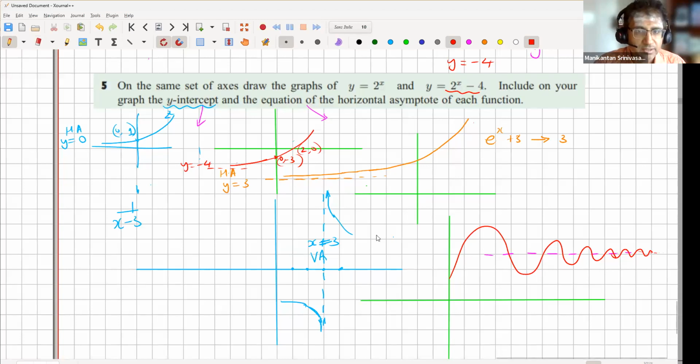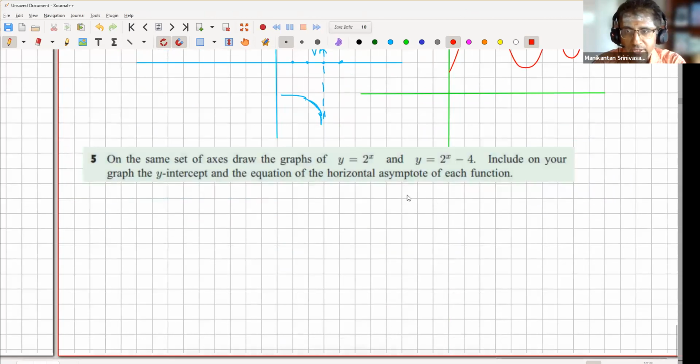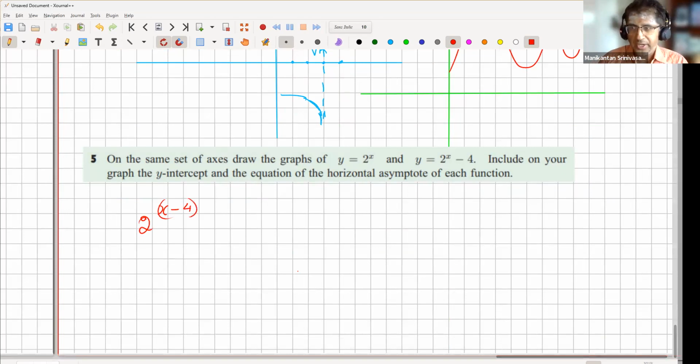Let me just, it's too much clutter here, right? I'll just paste this. Okay. Suppose I have another function which is 2 power x minus 4. How will this function look like? As in, comment on it. It might have some horizontal asymptote, some vertical asymptote, some x intercept, whatever, right?